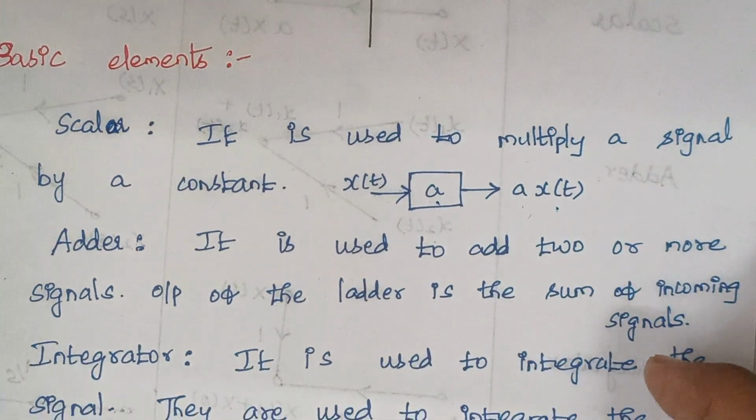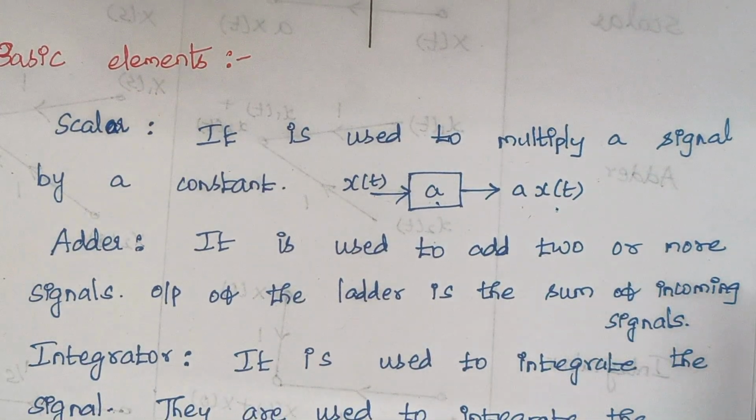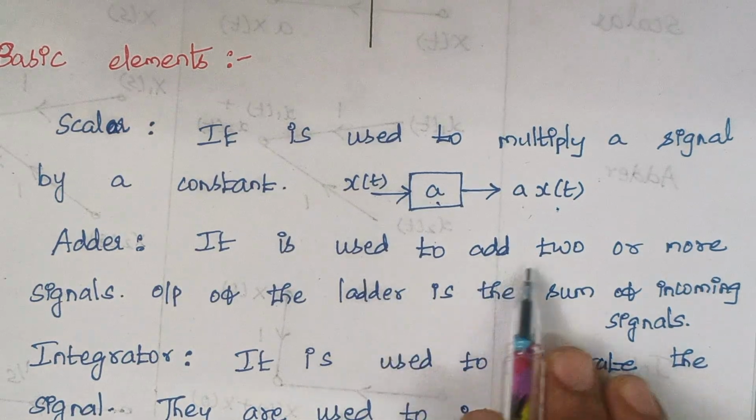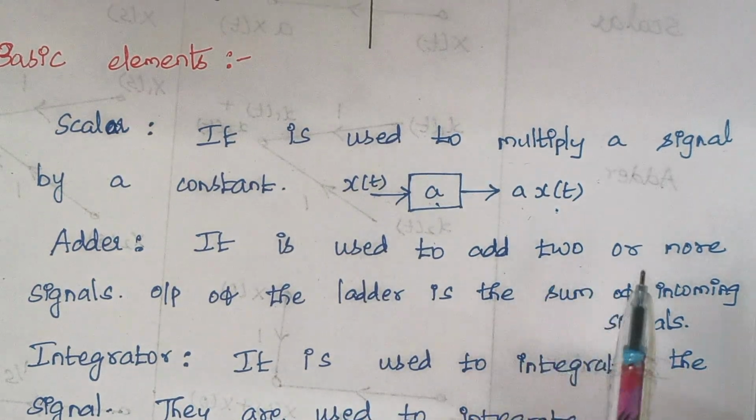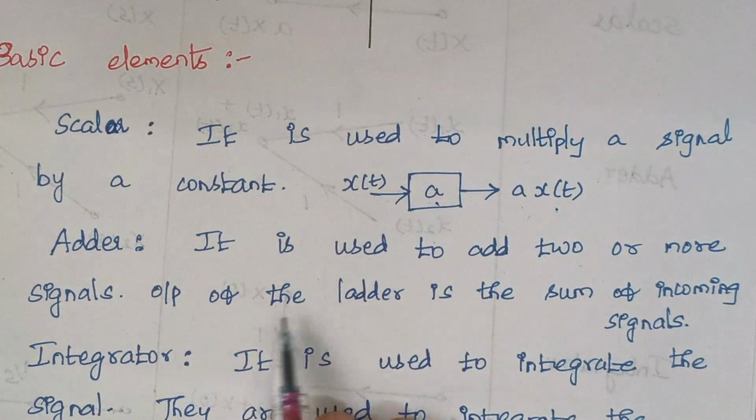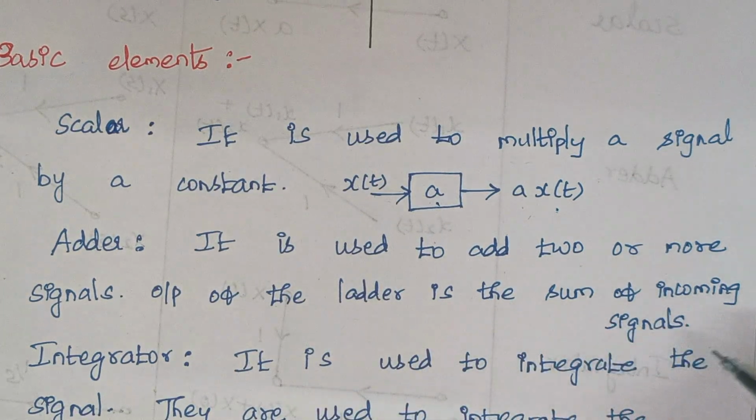And the next thing is adder. Adder, as we all know, is used to add two or more signals. In other words, the output of the adder is the sum of the incoming signals, right? Both are the same. So adder is used to add signals, that's it.